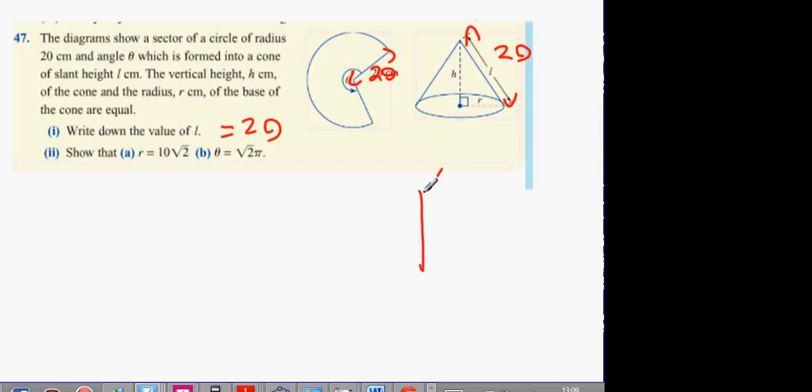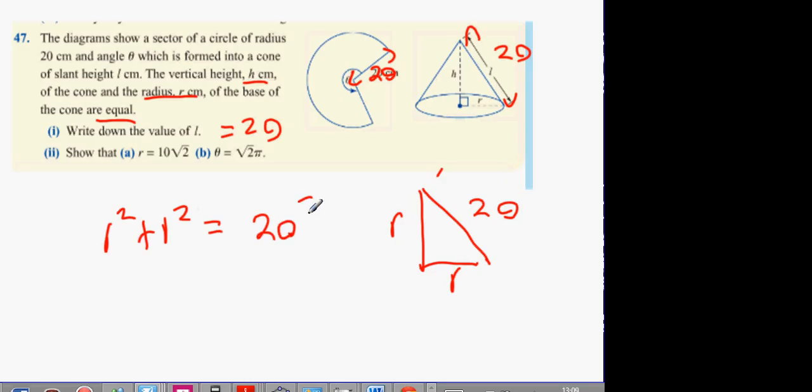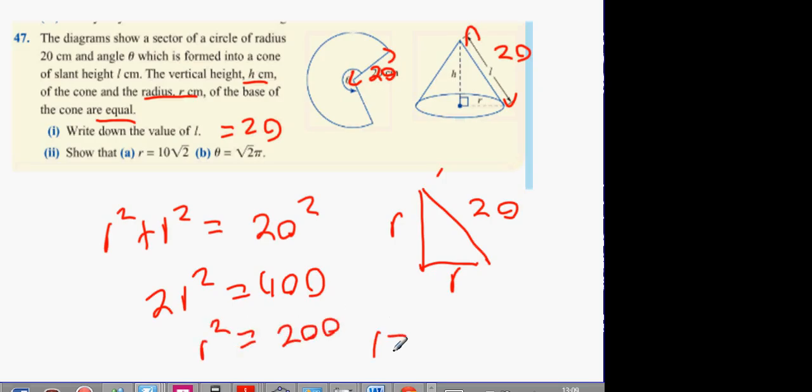Use Pythagoras' theorem. If that's 20, it says the height equals the radius. They're equal. That means that can be R and that one can be R. Do Pythagoras' theorem, you'll end up getting R squared plus R squared equals 20 squared. 2R squared equals 400. R squared equals 200. And then R is going to be equal to 10 root 2.